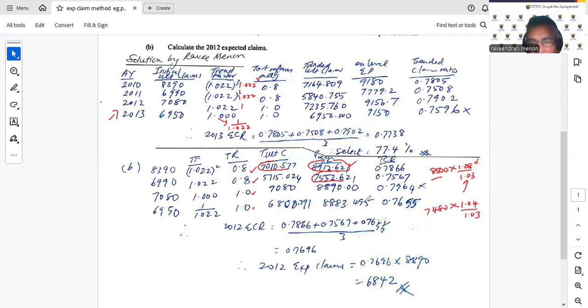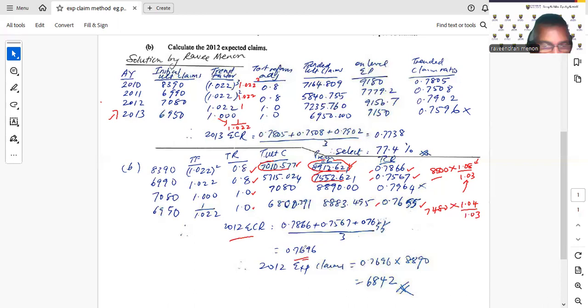And then you can go ahead and find your trended claim ratio. Just take your claims, this number here, divided by your on-level earned premium, and you'll get all these numbers. Again, you notice I have a cross here because I'm not going to use this number. Remember I said earlier, you can't use a year to predict itself. So I've taken this number and this number, added them up and divided by 3, and I'll get my 2012 expected claim ratio as 0.7676.